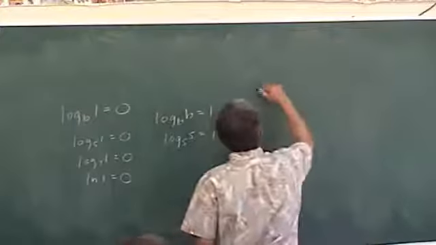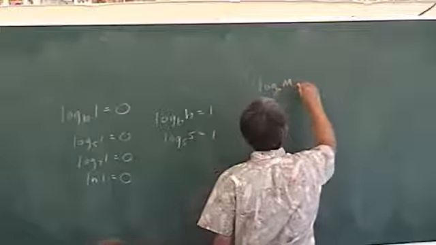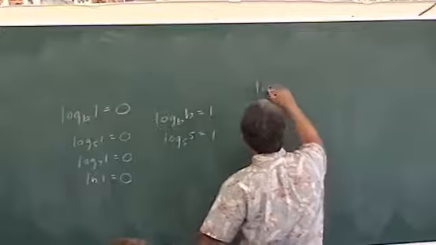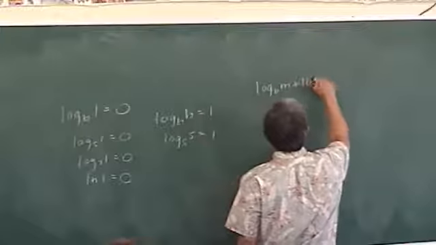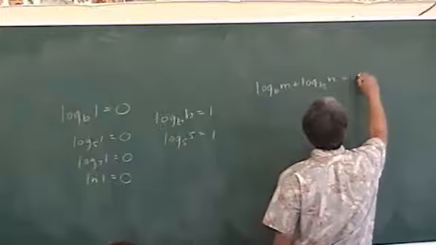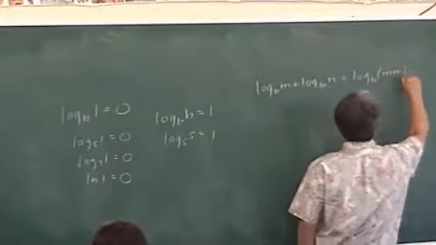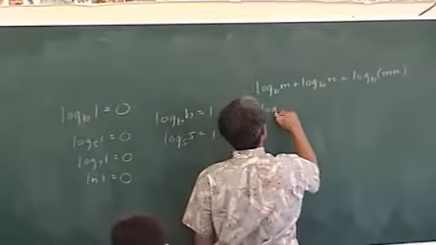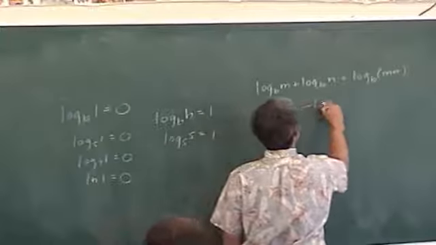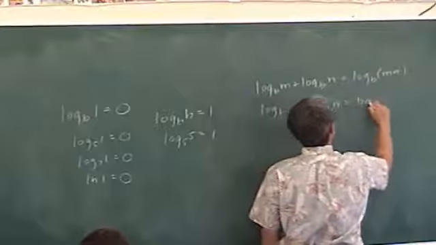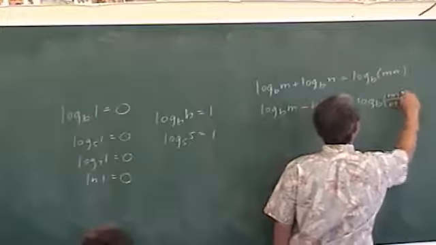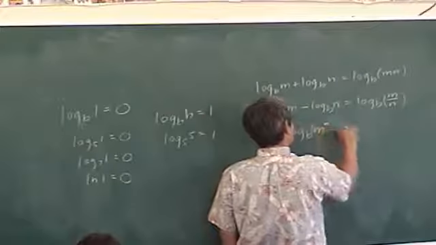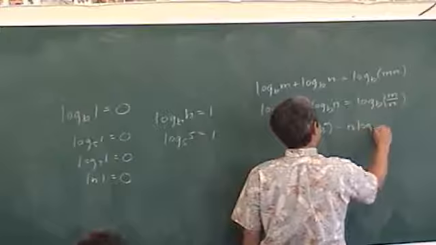Here's the first one. Log base b of m plus log base b of n is equal to log base b of m times n. Log base b of m minus log base b of n is equal to log base b of m over n. And log base b of m to the nth power is equal to n log base b of m.